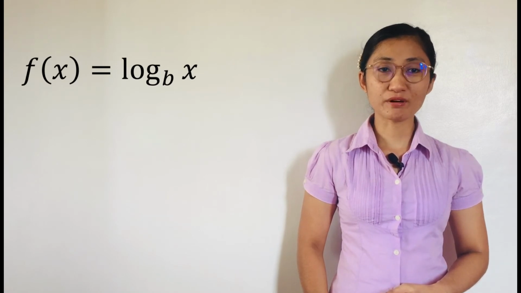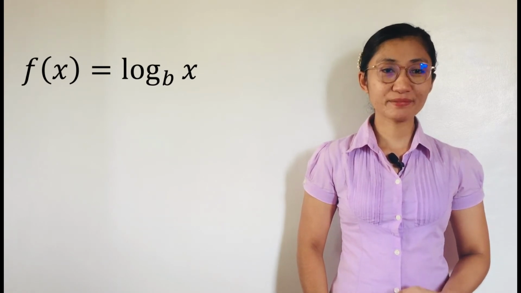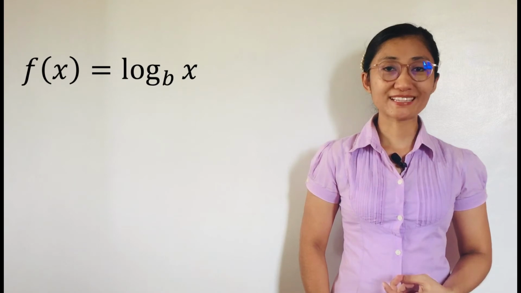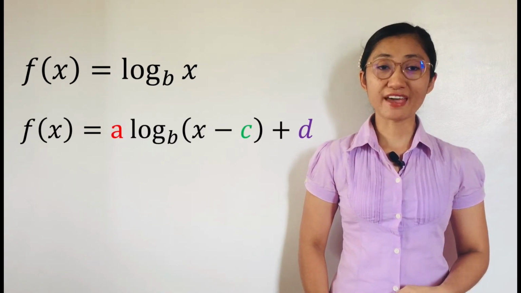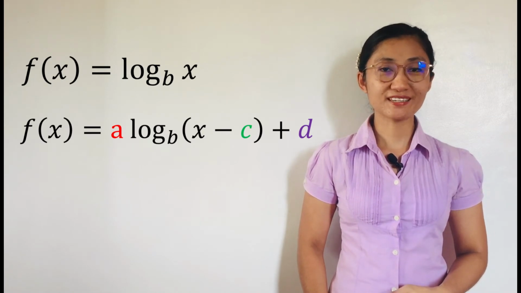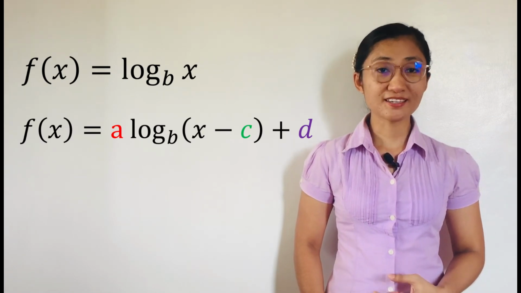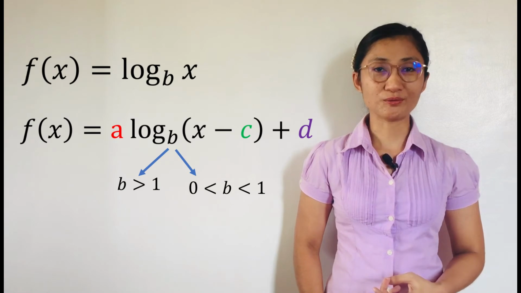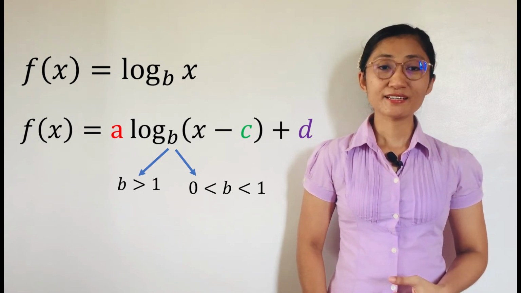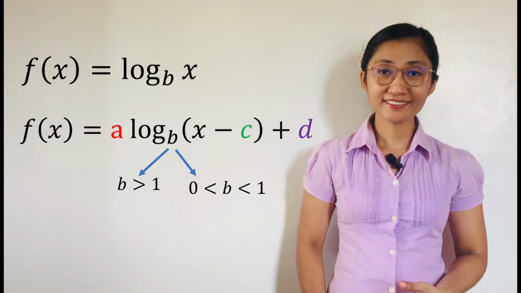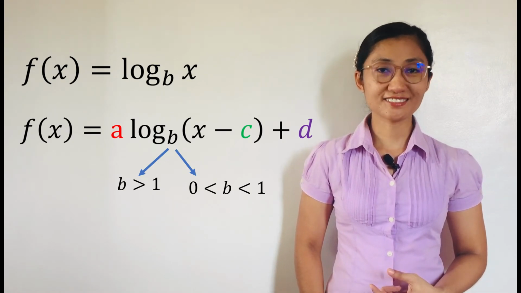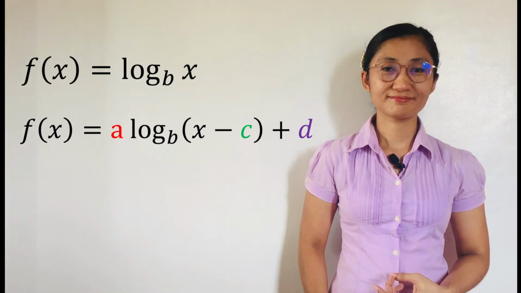So first, let us take note that the basic function f of x equals logarithm of x to the base b can be transformed to a more complex one, f of x equals a times logarithm of (x minus c) to the base b, plus d, where b is positive except for 0. Aside from that, b can be grouped into two: b is greater than 1, and b is greater than 0 but less than 1.